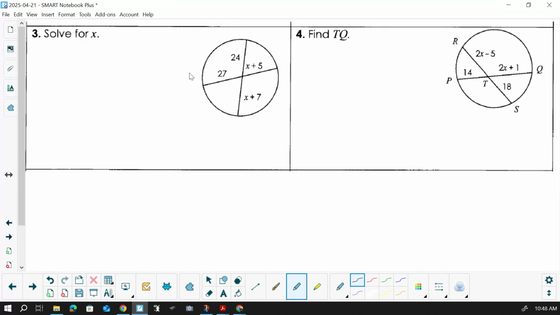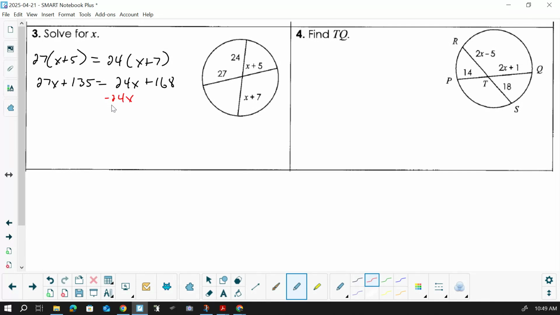Okay. 27 times x plus 5 equals 24 times x plus 7. It'd be 27x plus 27 times 5 is 135, equals 24x plus 24 times 7 is 168. Okay. I would subtract 24x from both sides.